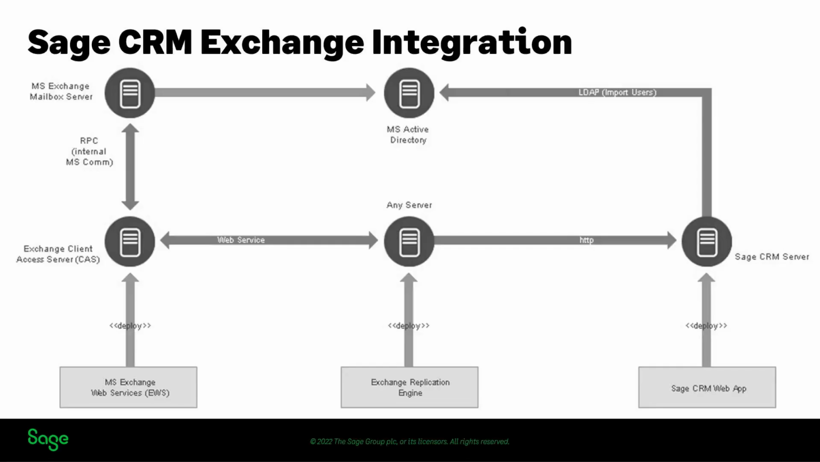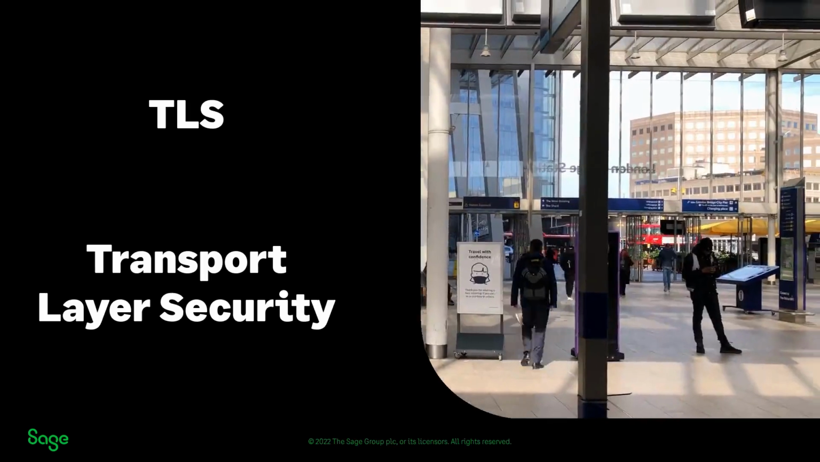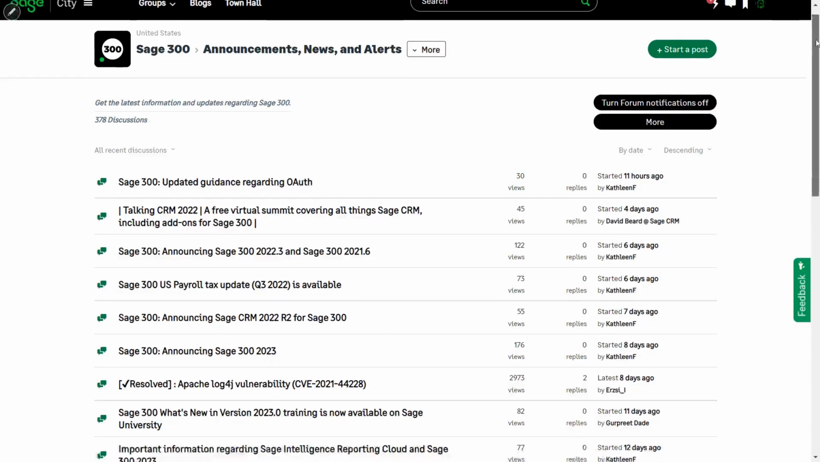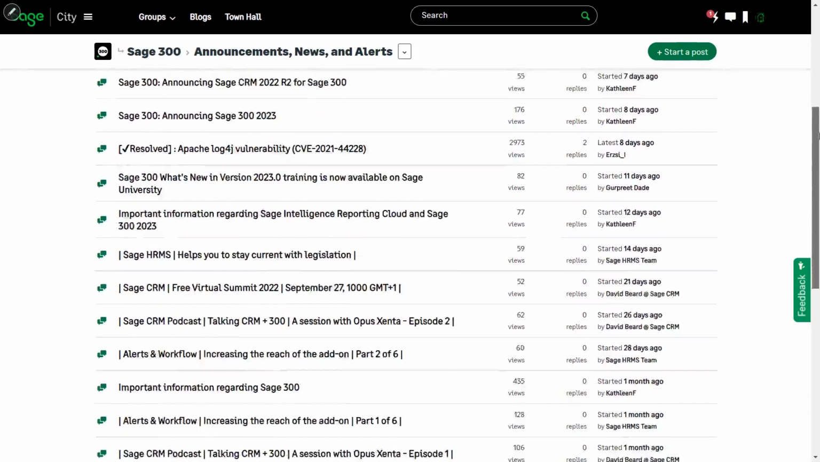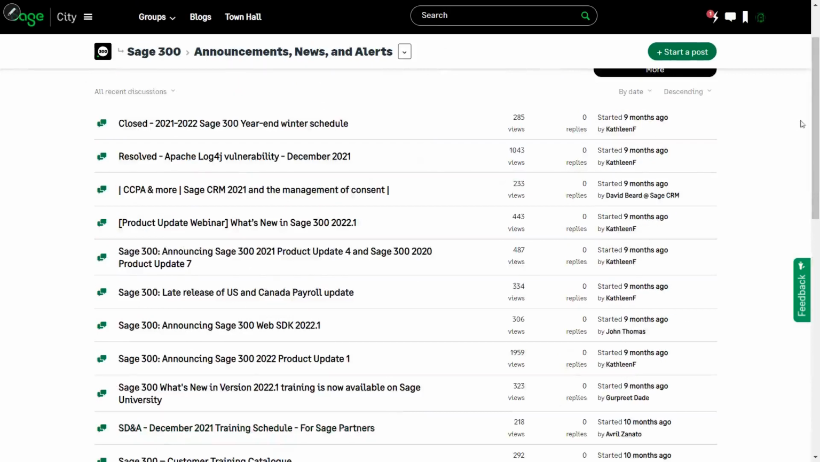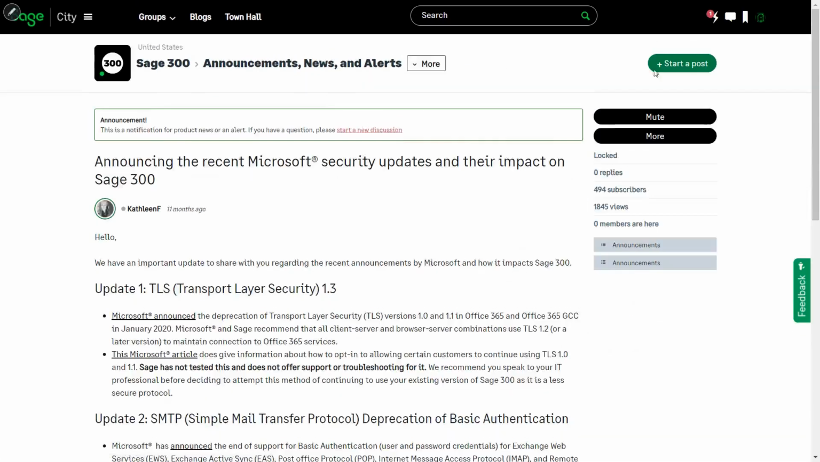Now, we'll probably touch on something called TLS as well, because this is security related and it's not just affecting Sage CRM, but it's also in the minds of everyone who is using any Sage product within an on-premise environment, because it is really to do with the way in which we work.